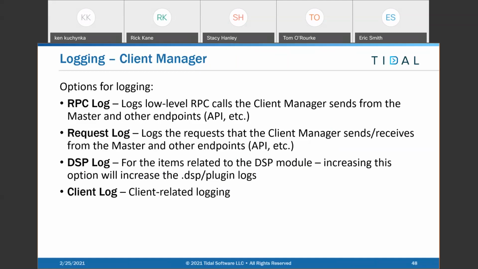These are going to be low-level RPC calls from the client manager back to the master and other endpoints such as the API. The request log, these are going to be logs that request that the client manager sends and receives from the master. The DSP log, which are the logs that get generated to the DSP plugins directory. These are anything related to the DSP module. And then client log, which is any kind of client-related log. Basically anything that doesn't fall into those 3 prior categories.